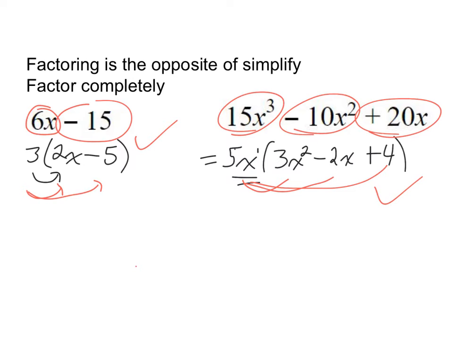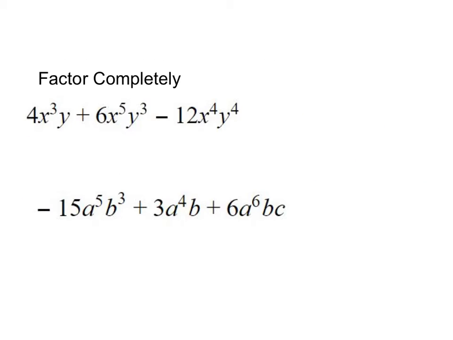Let's take that a little bit further. For these two questions, the only difference here is that we do have numbers and letters, but you'll notice that the exponents on the letters are a little bit higher than in the other questions. So for these ones, we are going to look at the variables, the letters, and see what the lowest exponent is that's common among all of them.